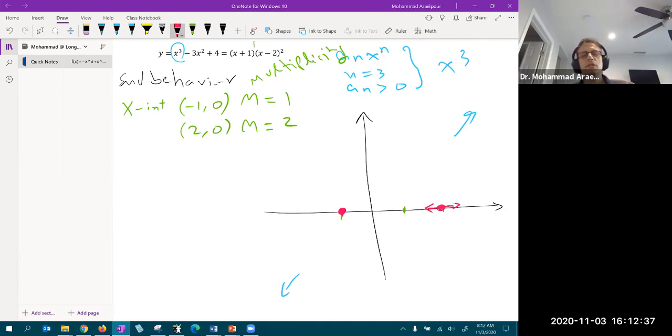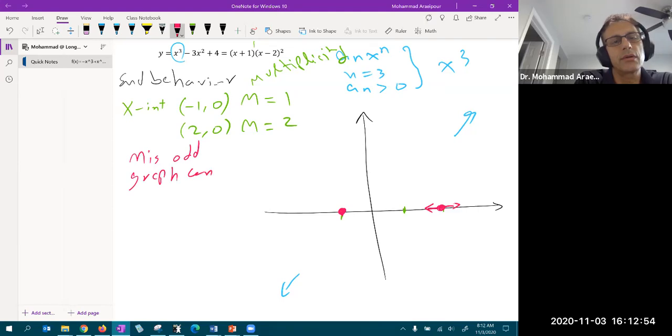Now, for multiplicity 2, we put this notation, meaning the graph can't cross there. So when the multiplicity m is odd, the graph can cross the x-intercept. When m is even, it cannot.